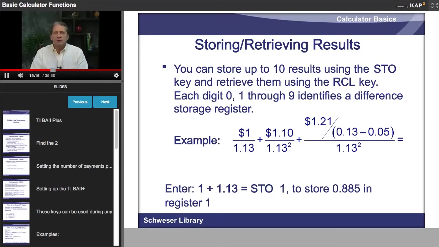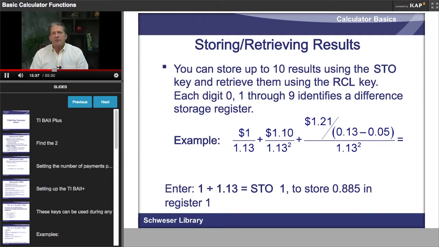Now, storing and retrieving results. You've got 10 memory registers on this, and we're going to store them using the STO function, the store key, and retrieve them using the recall key. Every one of those digits on your keypad, 0 through 9, identifies a different storage register.